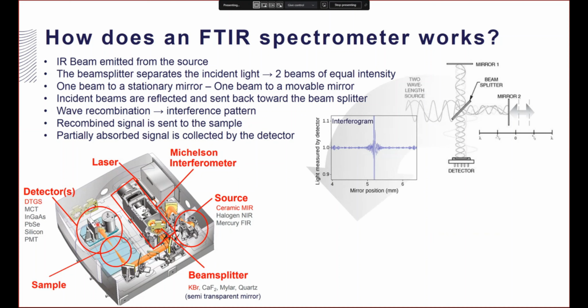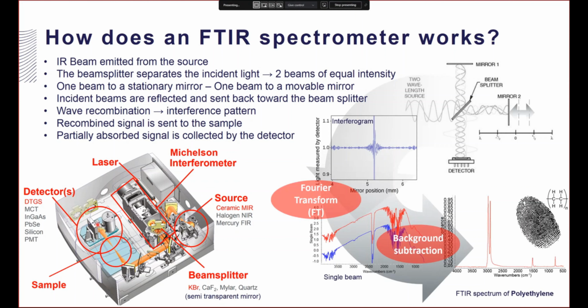So what we record is a sort of interferogram, because we have an interference pattern that we measure and we can record as an interferogram. By applying the Fourier transform, we can decompose the signal into the frequencies that are making it up. And then by doing another operation called background subtraction, we can finally obtain the FTIR spectrum of the sample we are analyzing.